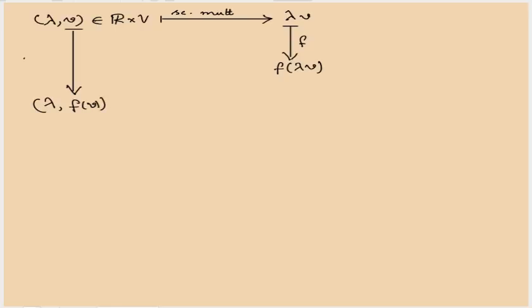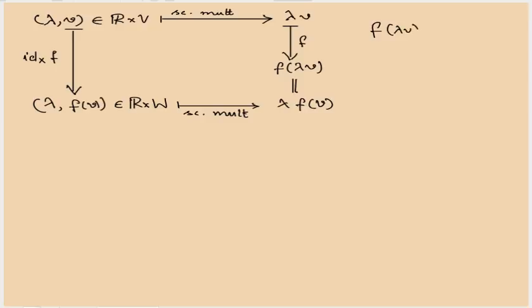So this is the identity cross F. So this is in W, and I apply the scalar multiplication in W, and when I demand this equality, I say that F preserves the scalar multiplication.